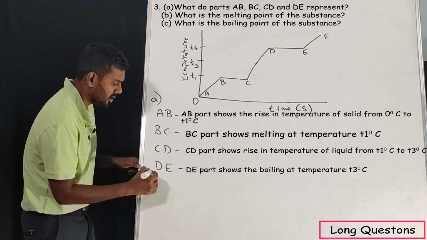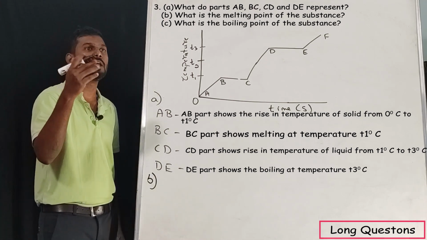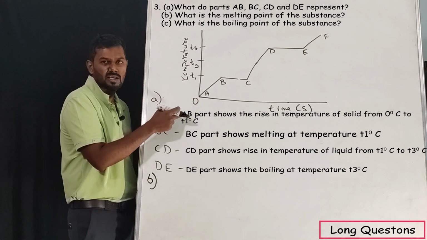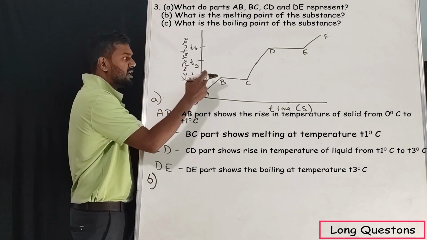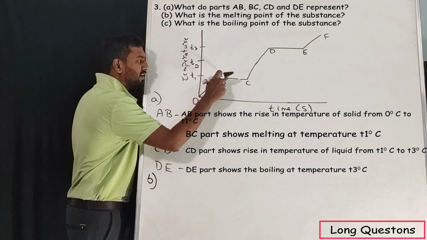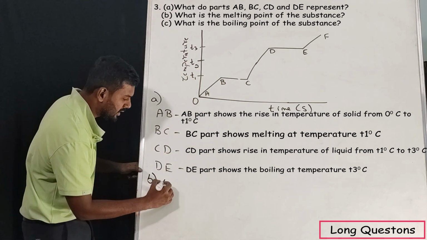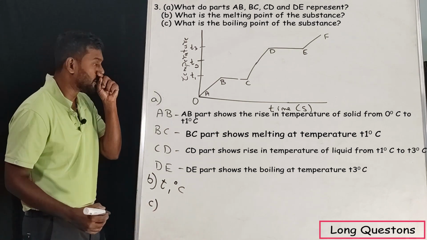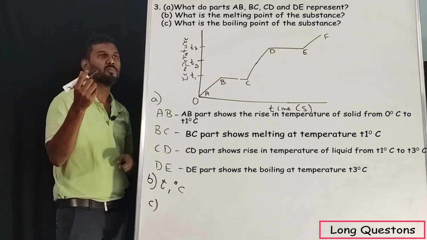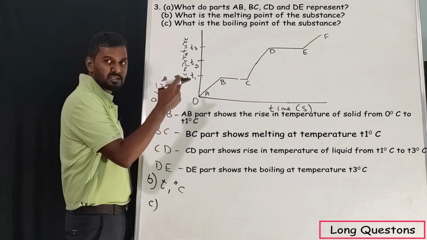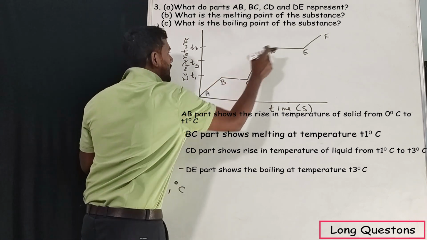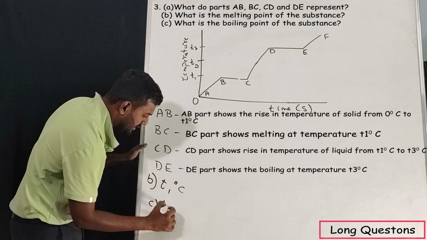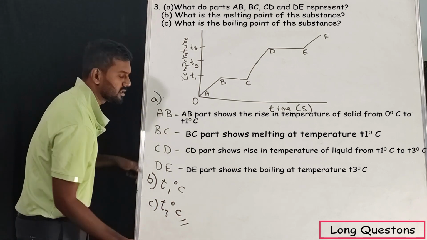Then we'll go for the remaining sub questions. So this is sub question A. Now sub question B: what is the melting point of the substance? We assumed it as ice, right? So where does it melt? It started melting at T1 degrees Celsius. Third sub question: what is the boiling point of the substance? Where does it start to boil? That is DE, so that is at T3 degrees Celsius.